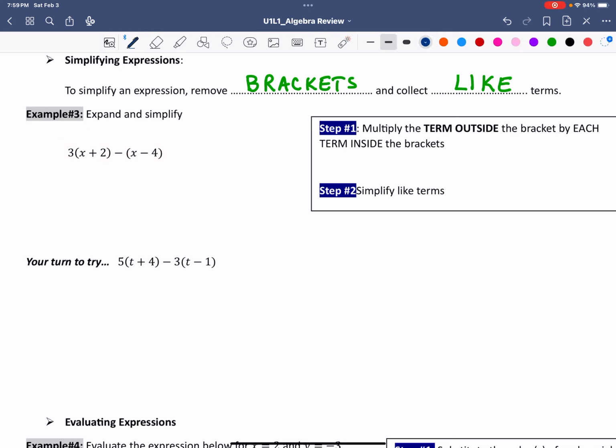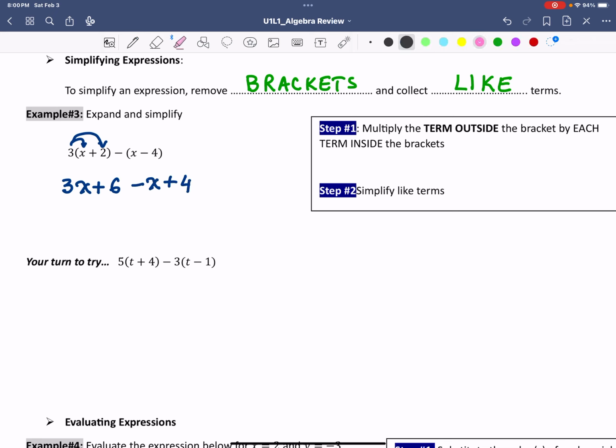So number 3 is multiplying only x and 2 because it is a factor, or a term on a monomial, before these brackets only. So that means we have 3x plus 6. Now you have a minus. When you have a minus, it means that you have minus 1. So if you want to see it as a coefficient of negative 1 times x, negative 1 times negative 4. So that's negative x plus 4.